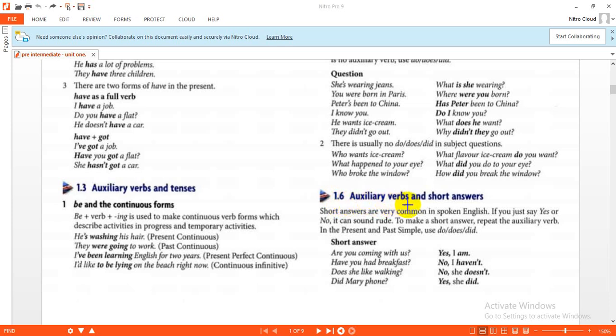1.6 Auxiliary verb and short answer. Short answers are very common in spoken English. If you just say yes or no, it can sound rude. To make a short answer, repeat the auxiliary verb. In the present and past simple, use do, does, did.